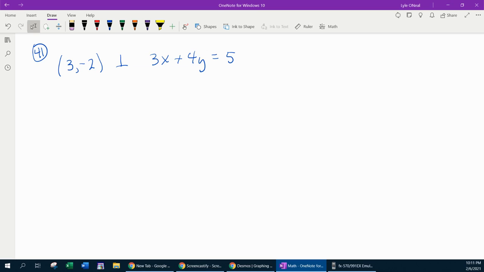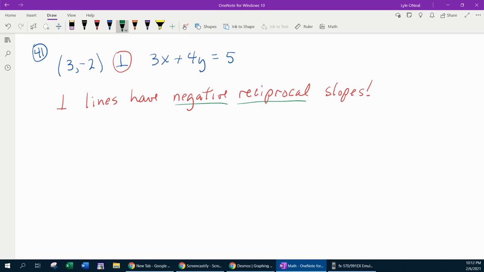And for the last example in this lesson, number 41, they want us to write an equation of the line containing the given point and perpendicular to the given line. So the first thing to point out is this is the symbol for perpendicular. An upside down capital T means perpendicular. And so you need to know what is special about perpendicular lines. Perpendicular lines have negative reciprocal slopes.